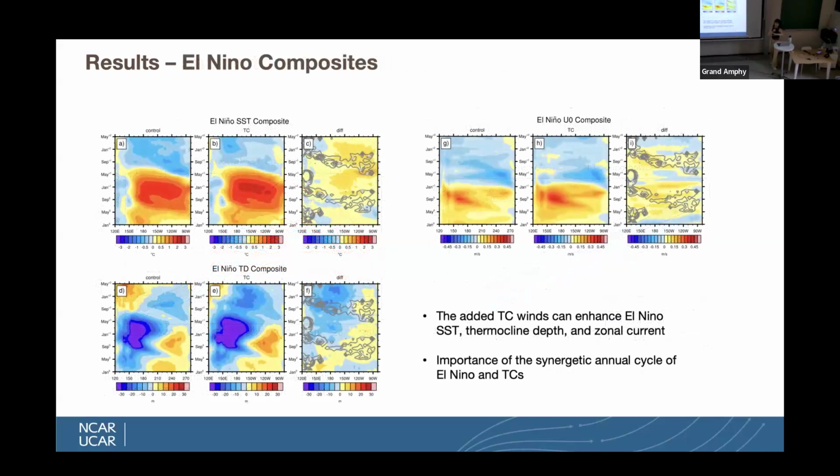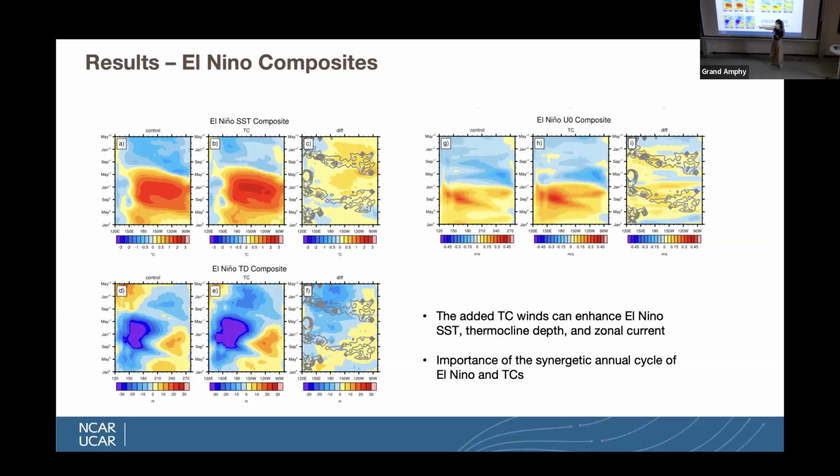And to look at the structure, we have this composite El Nino Hovmöller diagram. This is during all the El Ninos in the control. This is during all the El Ninos in the TC run. These are their differences. So this figure may be the most important. We see when you add the TCs, your El Nino indeed, on average, gets stronger. And these gray contours are the TC wind power. The y-axis is the time series. And what I want to point out, so this is the SST.